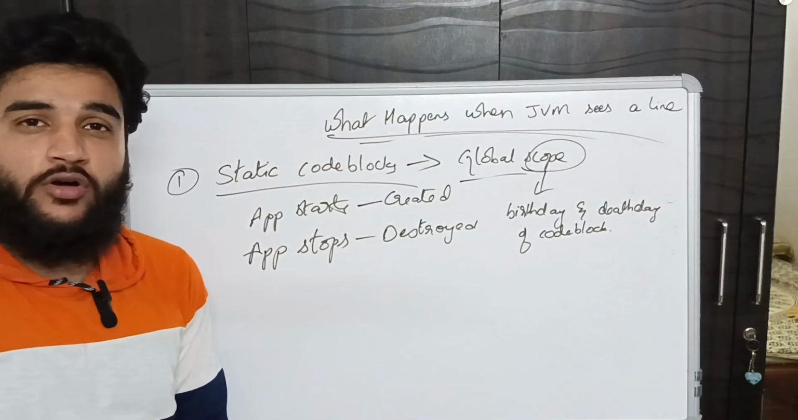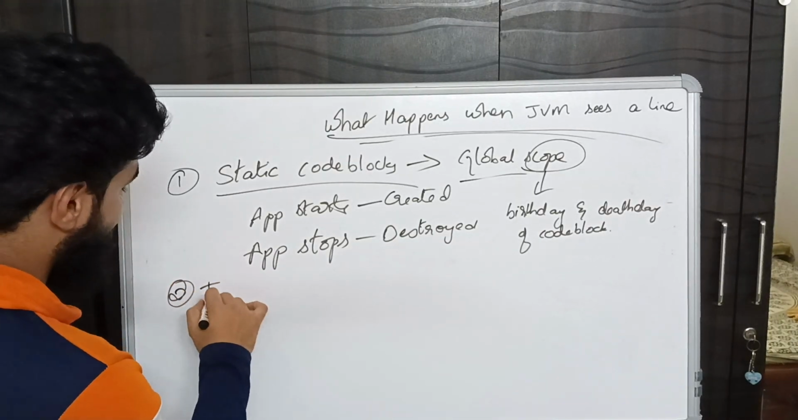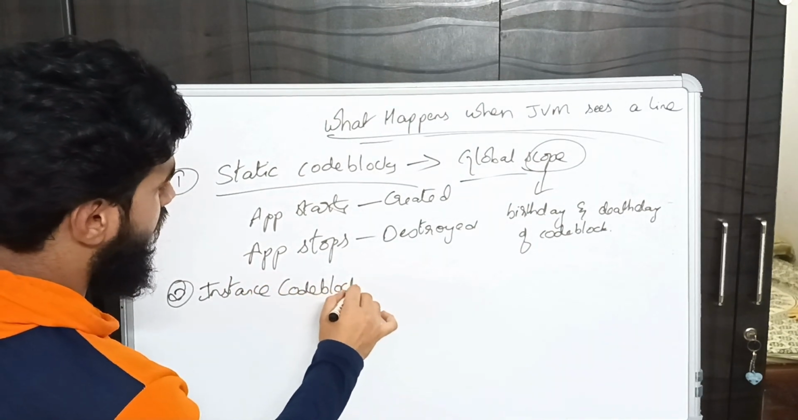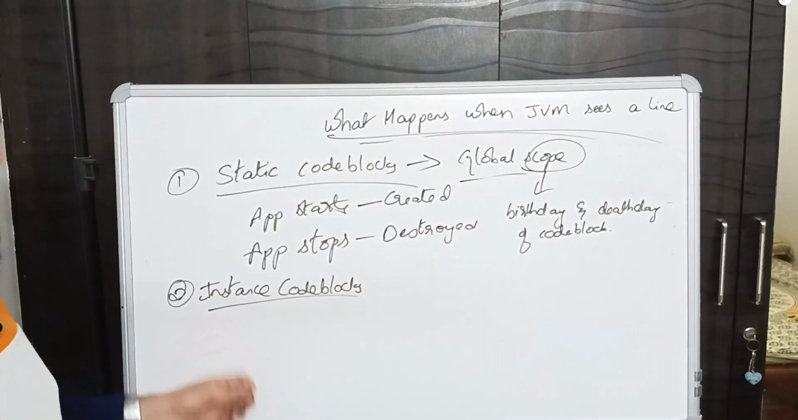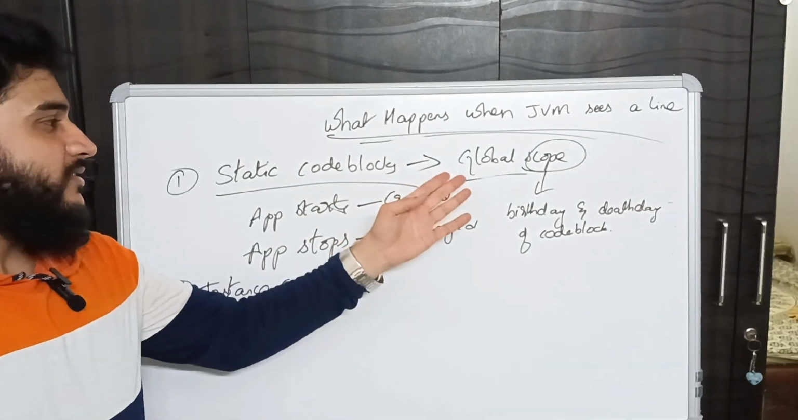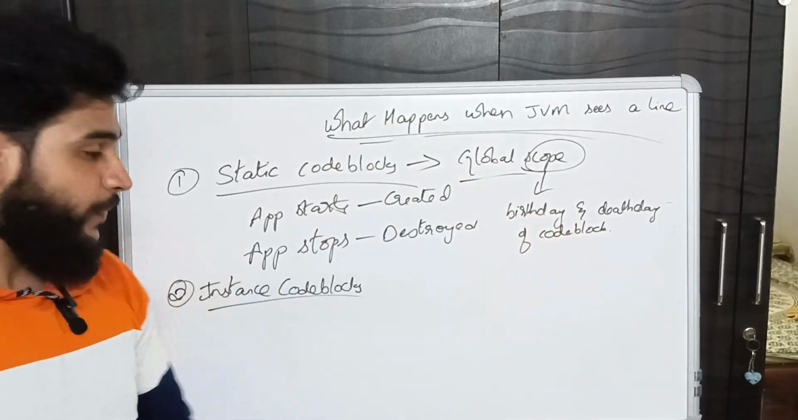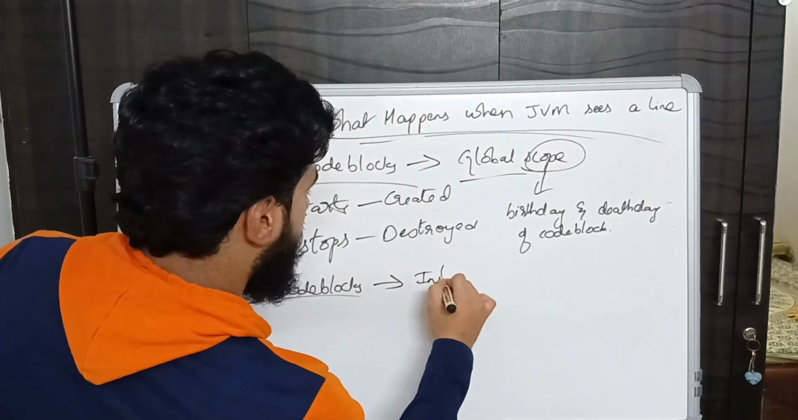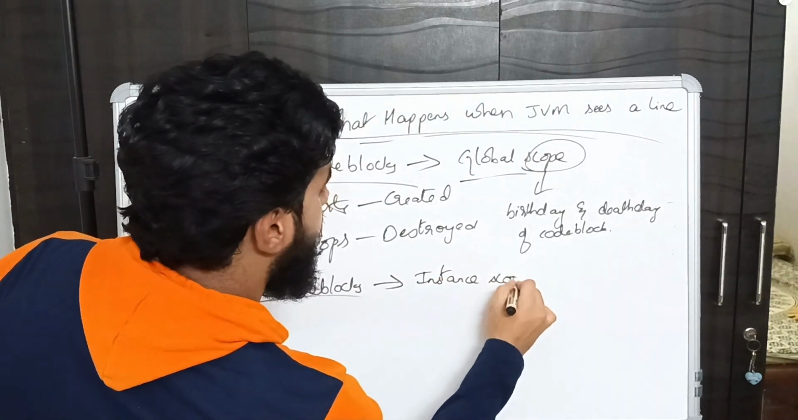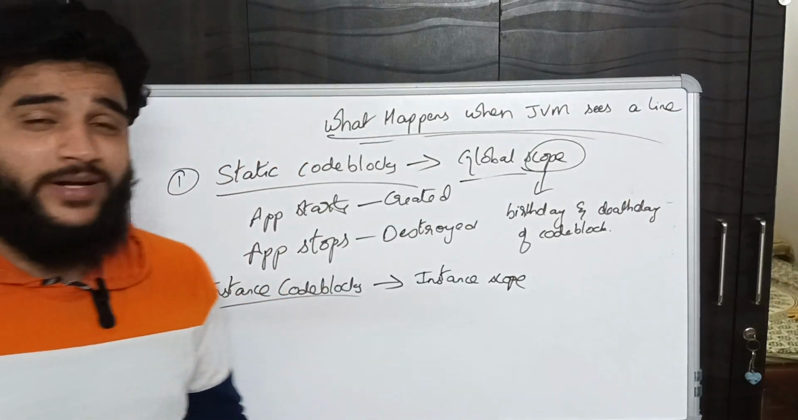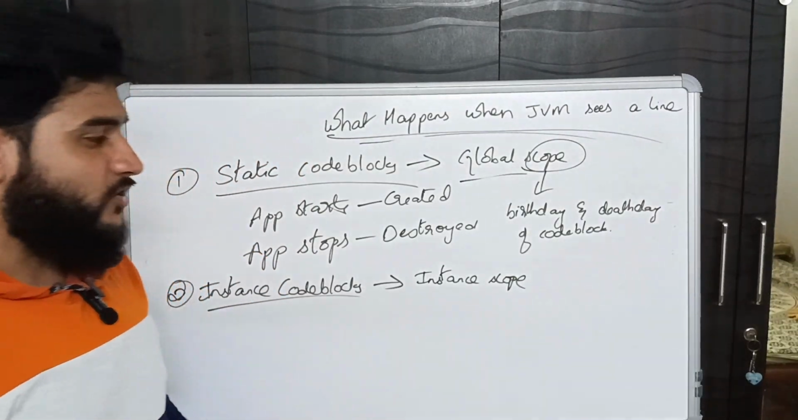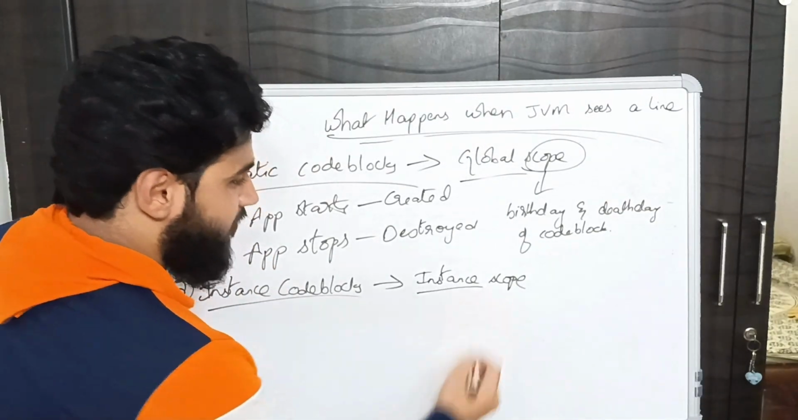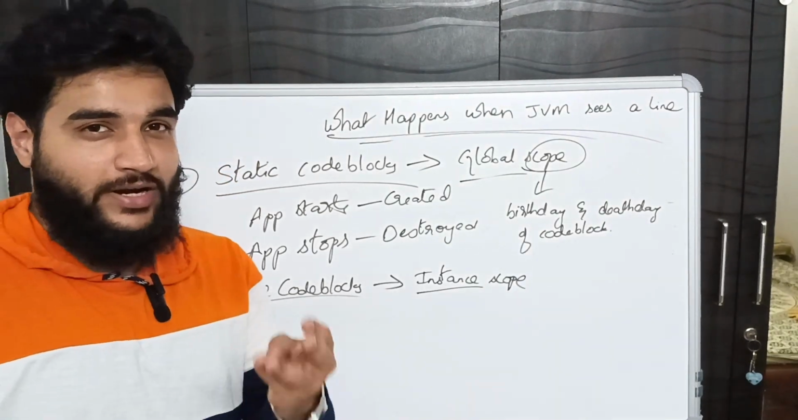Now, the second type of code blocks is instance code blocks. What are instance code blocks? Since the static code blocks have a global scope, the instance code blocks have instance scope. Well, you might ask what do I mean by instance scope? To understand the instance scope, we have to understand what an instance is. This is just another term for an object.